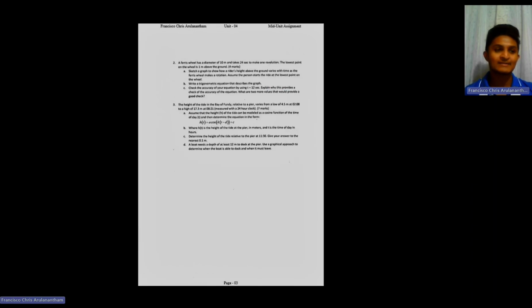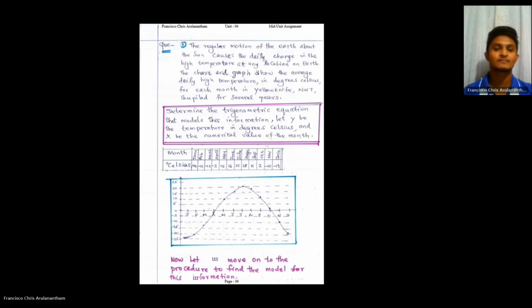In this assignment, there are three main questions. Now, we will discuss the first question. The first question is, the regular motion of the Earth about the Sun causes the daily change in the high temperature at any location on Earth.